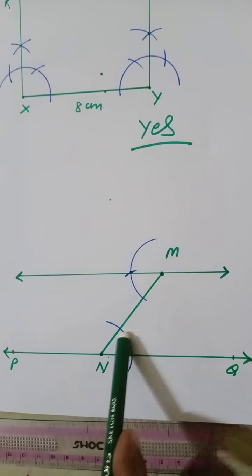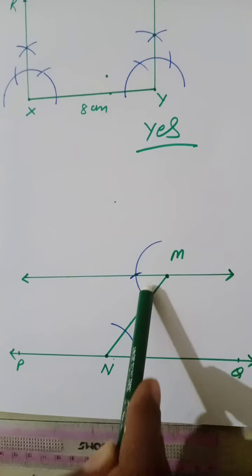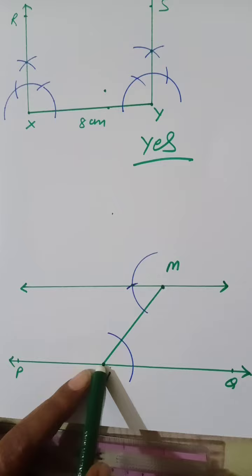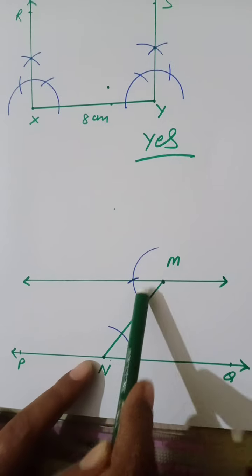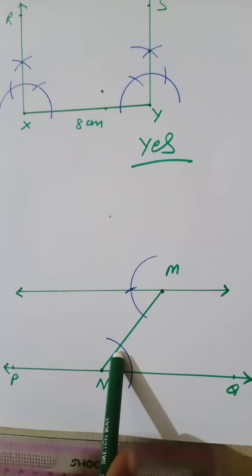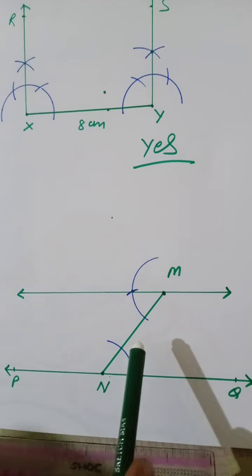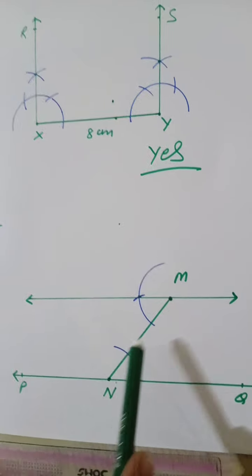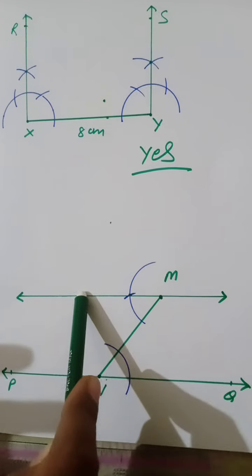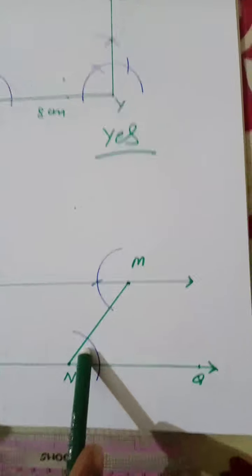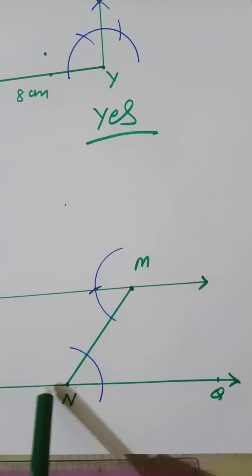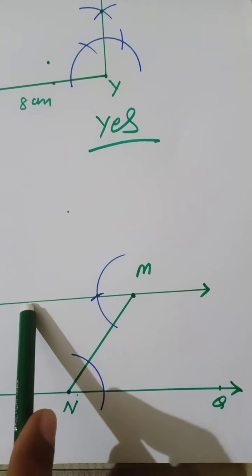What I have done here, I have made alternate interior angles. That's why I have taken points here and here. These 2 points make alternate interior angles, and you have studied this concept in chapter 11 that in case of parallel lines, alternate interior angles are equal. Because I want to construct parallel lines, I have made equal alternate interior angles. So automatically my lines are parallel.